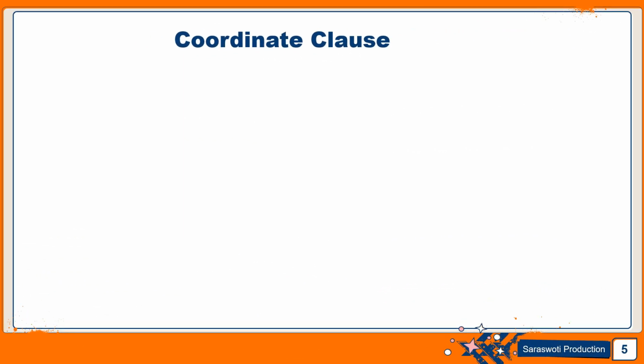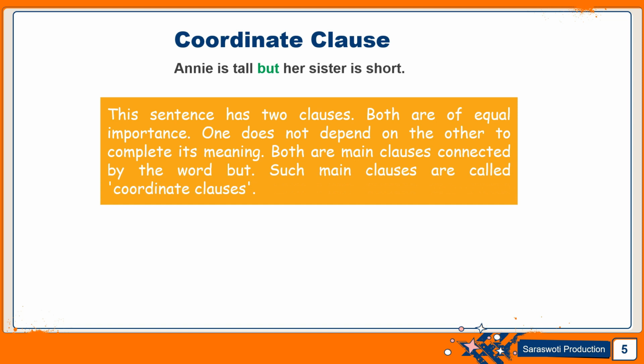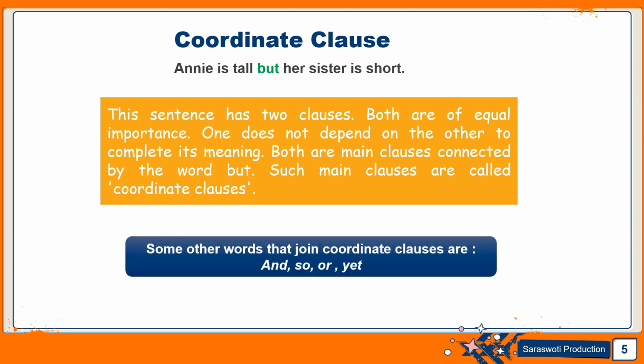Read this sentence. Annie is tall, but her sister is short. This sentence has two clauses. Both are of equal importance. One does not depend upon the other to complete its meaning. Both are main clauses, connected by the word but. Such main clauses are called coordinate clauses. Some other words that join coordinate clauses are and, so, or, and yet.